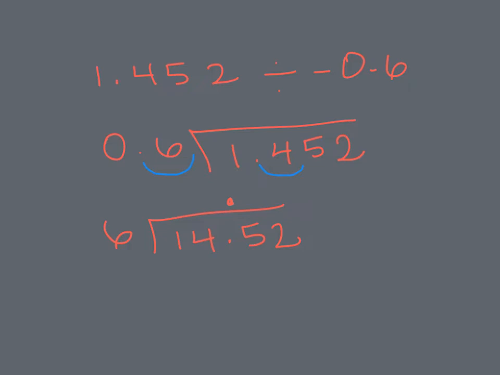And now we'll divide. 6 can't go into 1, so I'm going to put a 0 or an X up top. But 6 can go into 14 2 times, and 6 times 2 gives us 12, which means I have 2 left over. I'm going to bring down the 5. 6 can go into 25 4 times. 6 times 4 is going to give us 24, so I have 1 left over. I'm going to bring down the 2. 6 goes into 12 2 times, and I now have nothing left over.